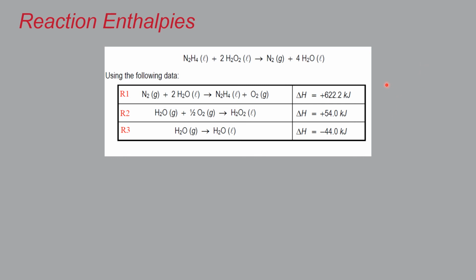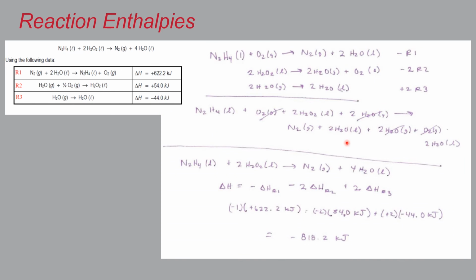And your task will be to use these 3 reactions and their associated enthalpy changes to tell me what delta H is for this. So do try this. I will tell you that this is about as complicated as any of the exam questions on this topic is going to be. So if you can do this one, you should be fine. So hit pause, give it a shot, come back, and tell me if you got negative 818.12 kilojoules.